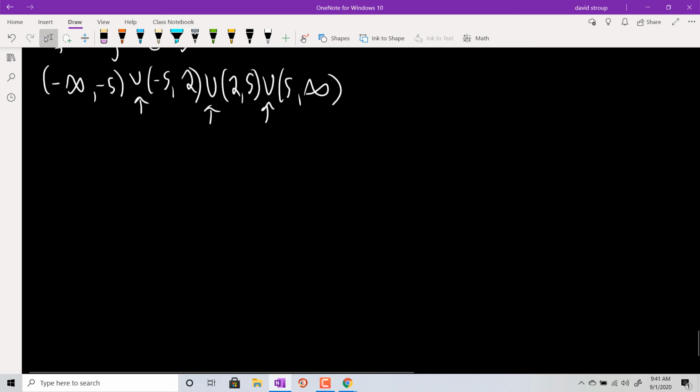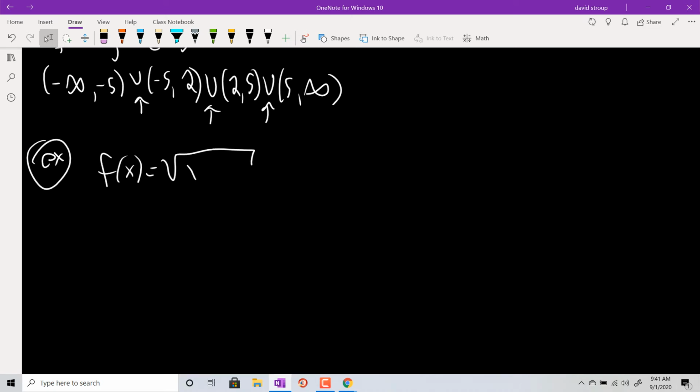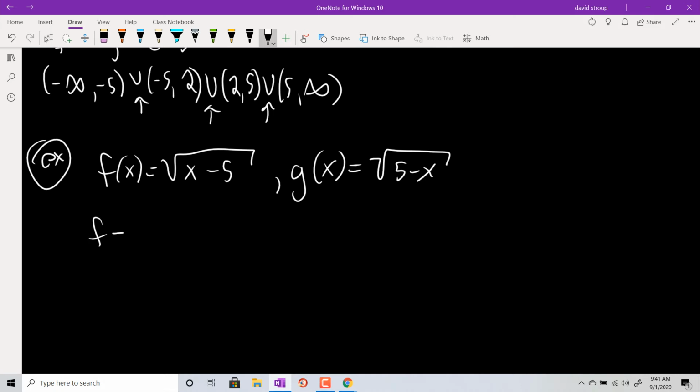Okay, let's look at an example with some square roots. Here we have f of x equaling the square root of x minus 5, and then g of x equaling the square root of 5 minus x. This one's kind of weird with regards to the domain. So let's get the domain issue out of the way before we worry about anything.